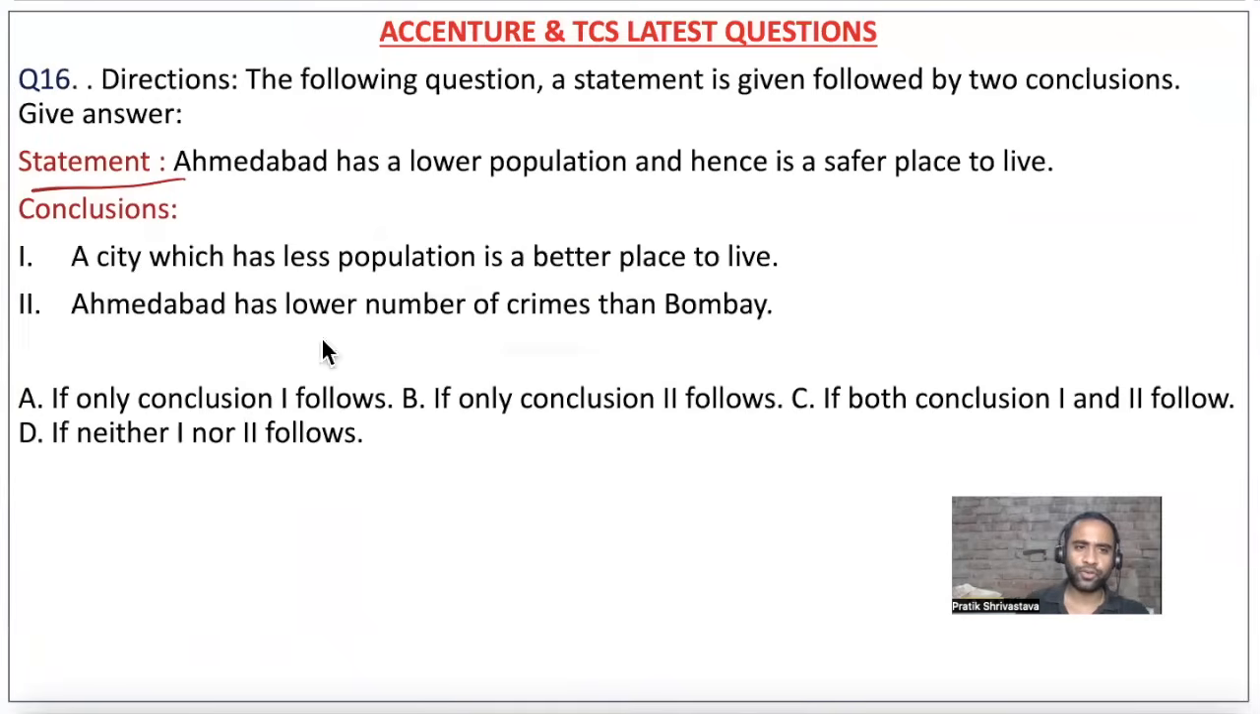Okay, fine. Now question number 16. The following question has a statement followed by two conclusions. Ahmedabad has a lower population and hence is a safer place to live.